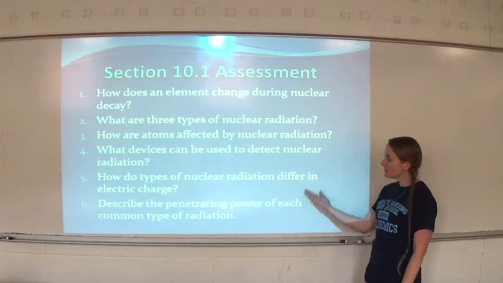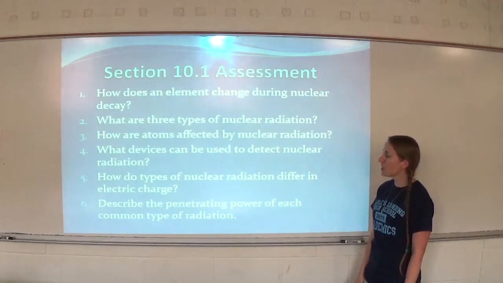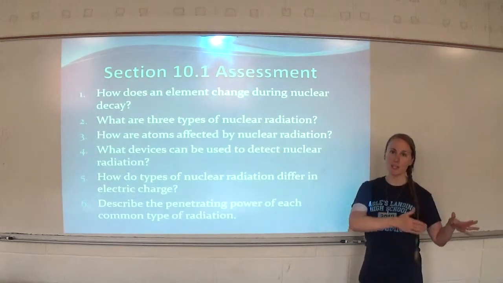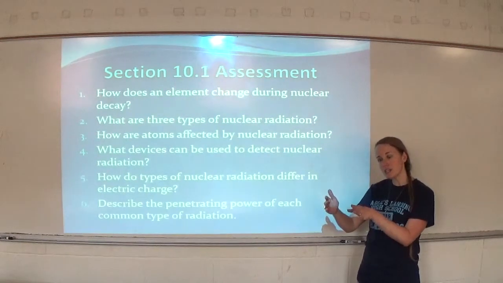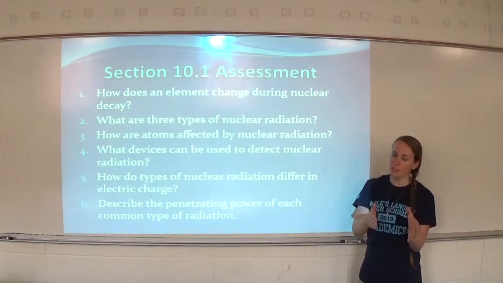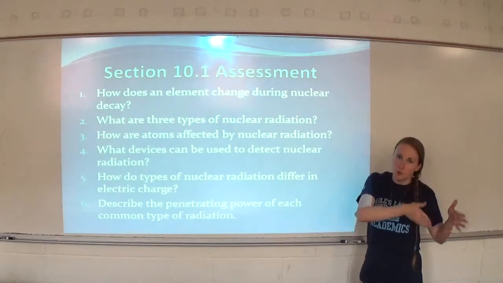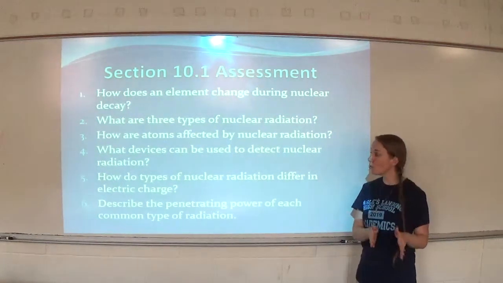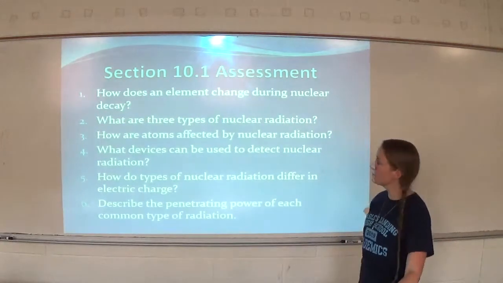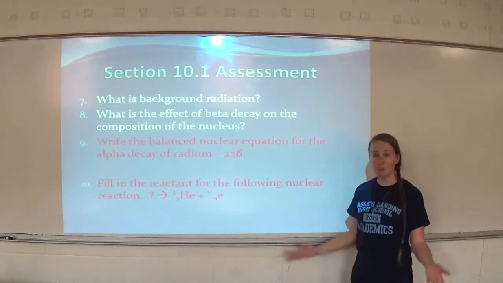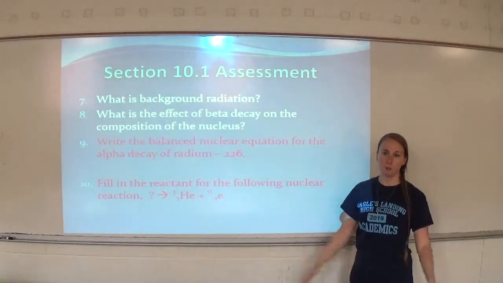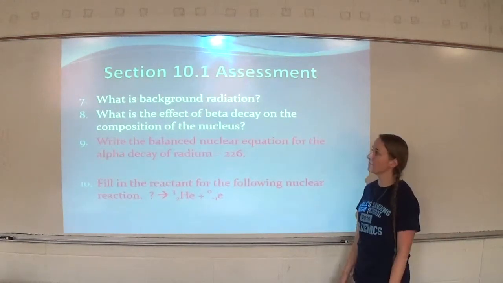Number 6, describe the penetrating power of each common type of radiation. Let's list them from least penetrating to most penetrating. Alpha is least penetrating, beta is more penetrating, and gamma is most penetrating. So what is background radiation? That is the normal environmental radiation that we're exposed to, just in the normal environment.